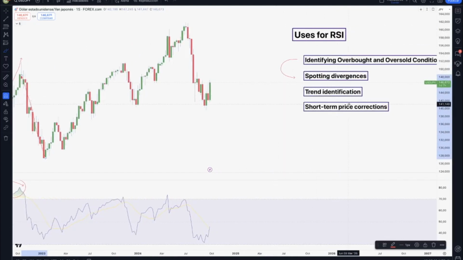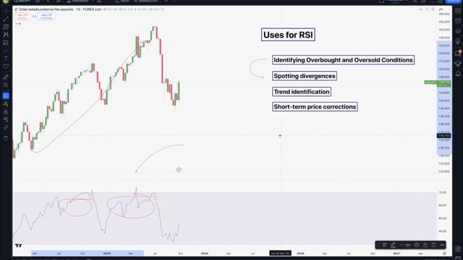Then we have trend identification. The RSI can also help to confirm the strength of a trend. For instance, during a strong uptrend, the RSI stays above 50, like in these conditions, and during a downtrend, it often stays below 50. So right here, we can see it's all the time above the 50, and we can see that we have a very strong uptrend, right? A bullish trend.